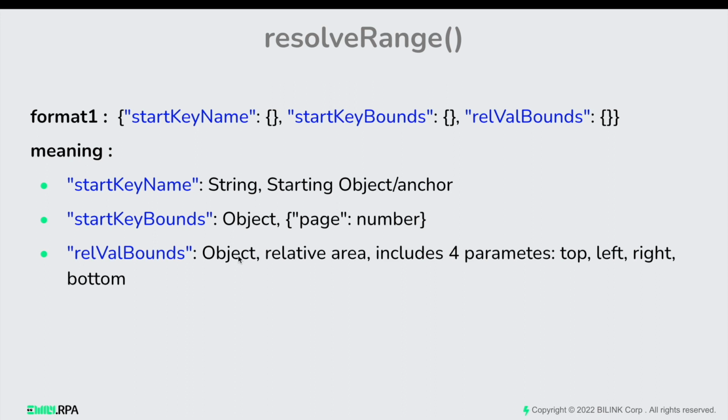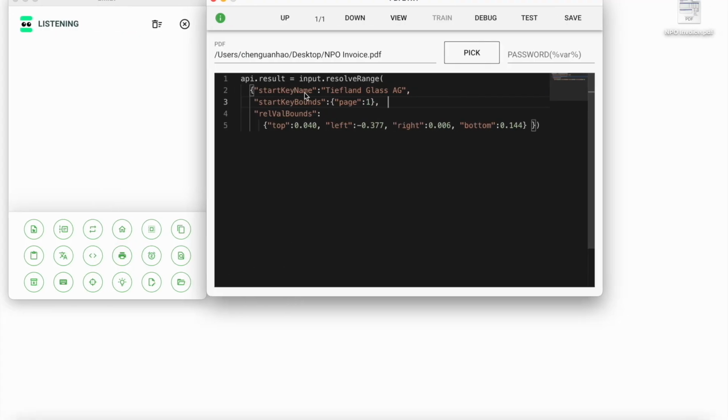Lastly, we have rel_val_bounds, which represents the range we just dragged. The 4 numbers inside it represent the distances of the 4 boundaries from the top right corner of the anchor. You can see the effect by dragging a different range in the view.